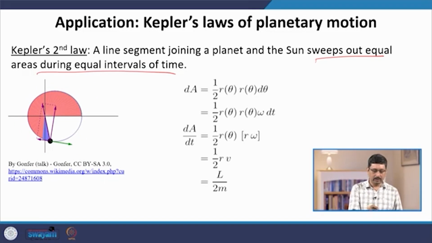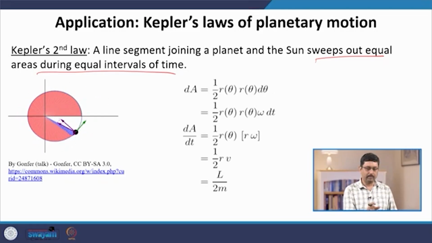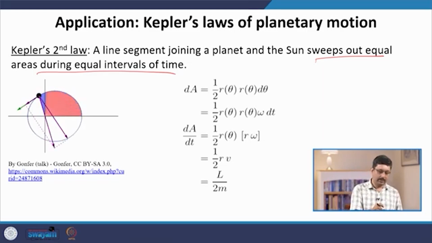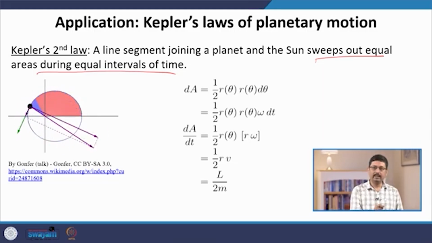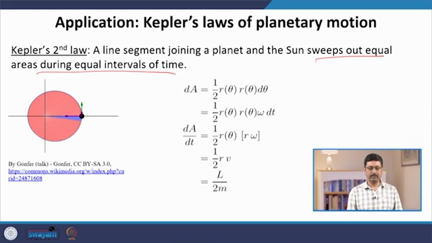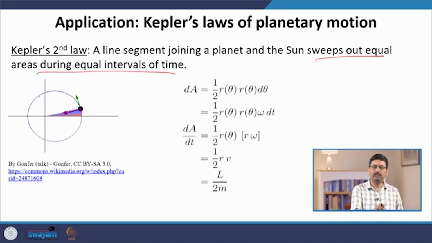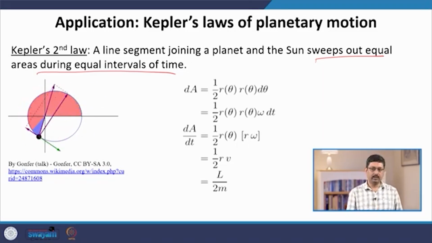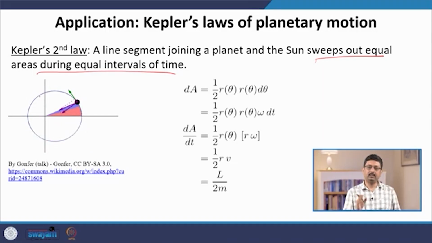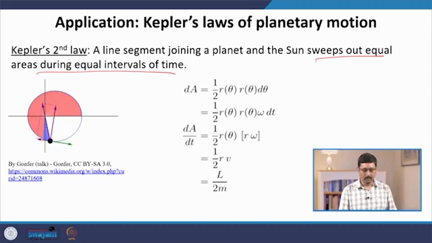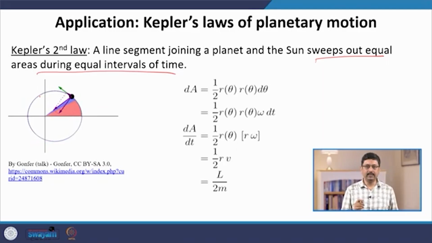Why? Because for an equal amount of time, if the speed is higher, it will cover more angular arc, so the blue shaded region will appear wider, whereas if the speed is small, the arc length will be narrower and the triangle will appear narrower. But Kepler's law says that the area of the blue shaded region for an equal amount of time delta t is always the same. So, let us derive this, it is very easy to derive.